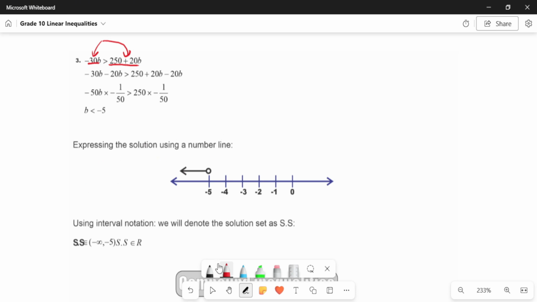So if you have to express this on a number line, I'll have an open circle at minus 5, and it'll go all the way down to negative infinity, right? For set builder notation, I'll say b less than minus 5, and b is an element of the real number set. And then using interval notation, I'll say the solution set is an element of from minus infinity to minus 5, excluding both of the extremes, and the solution set is an element of real numbers. Understood? So these are very straightforward ideas.